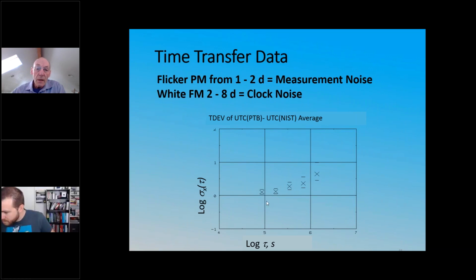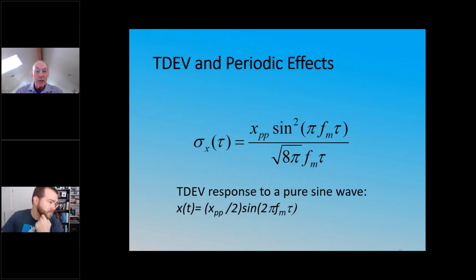So if you had these data and you wanted to know what the actual values of UTC PTB versus UTC NIST were, you can't see it until you're looking at about 4 days. Shorter than 4 days, you're just looking at the measurement noise. So there's an example of why you might care about this and how you can use it. And it's not just masers or these very stable clocks. If you look at quartz oscillators, you have exactly the same problems.